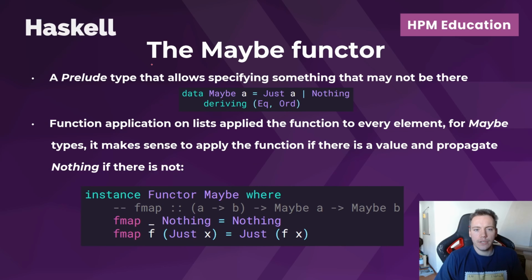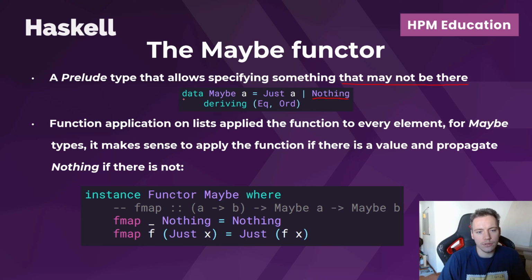Now we take a look at a type that we haven't seen before, but it's very common in Haskell. It's the Maybe type. It is a prelude type, and it's used to allow specifying something that may not be there. So in general, it's used when something could go wrong and we want to basically catch the exception, and if we do, we'll use this data constructor Nothing to represent an error state. That's the most common use case.